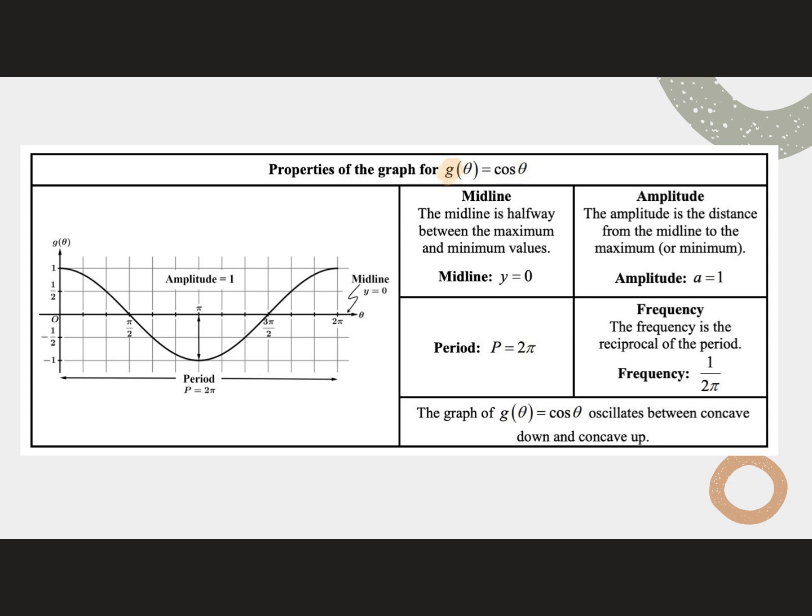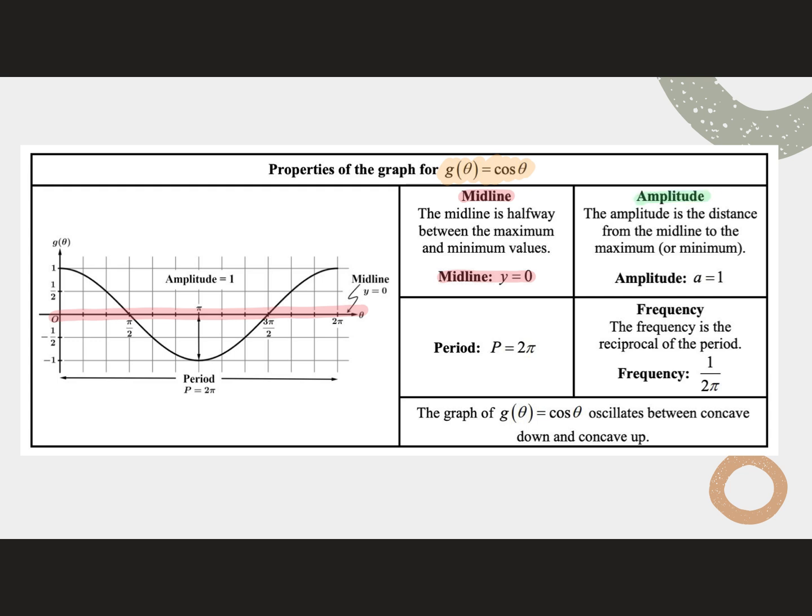We're going to look at the cosine function next. That's our second sinusoidal function. And we're going to be looking for these same features, starting with the midline. That again is this horizontal line that goes halfway through the minimum and the maximum values, so right through the center. For y equals cosine of theta or cosine of x, that midline is at y equals 0.